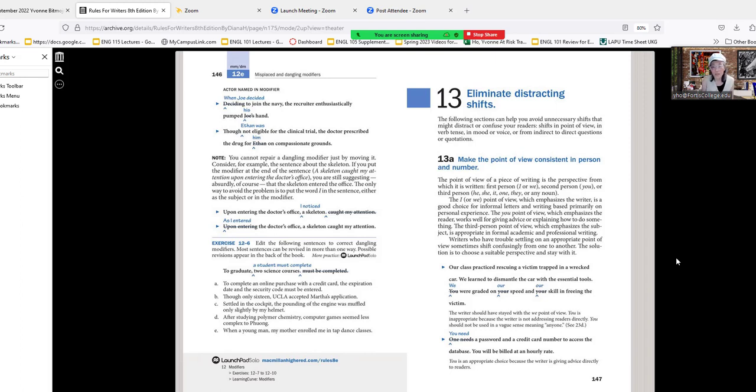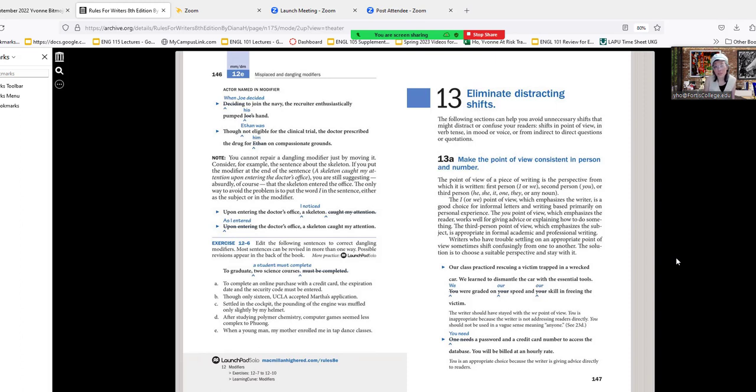Writers who have trouble settling on an appropriate point of view sometimes shift confusingly from one to another. The solution is to choose a suitable perspective and stay with it. And so when you write first person case, that's I, my, us, we, our. So we use first person case when it's a first person primary source eyewitness account of something from your personal experience. So when you're writing for your family or friends, then we use first person case.